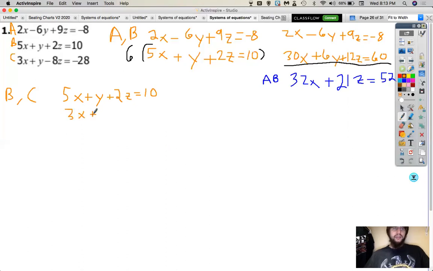3x plus y minus 8z equals negative 28. Now again, we can't just combine them because y plus y is 2y. It's not going to cancel out. But all I have to multiply by is negative 1. So I'm going to copy down my B again. That's actually, we're going to only have one of these written next time. That's the shorthand I'll show you.